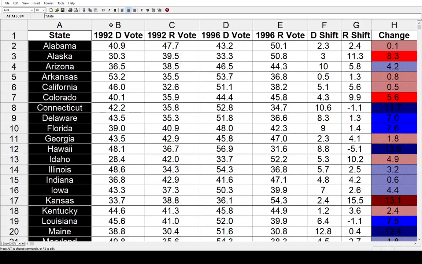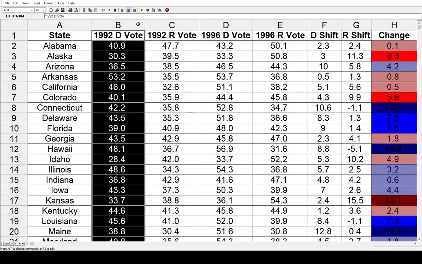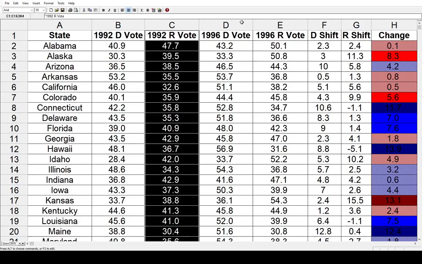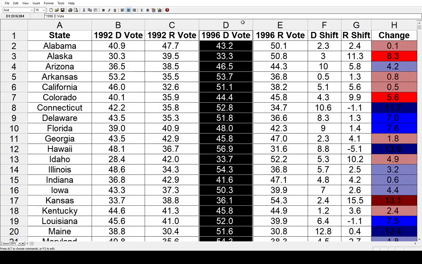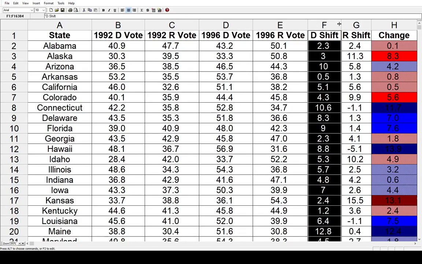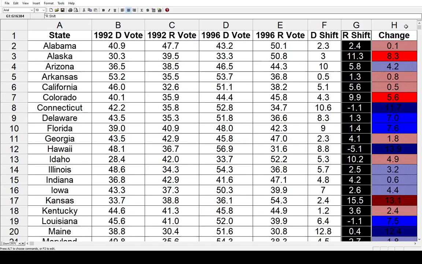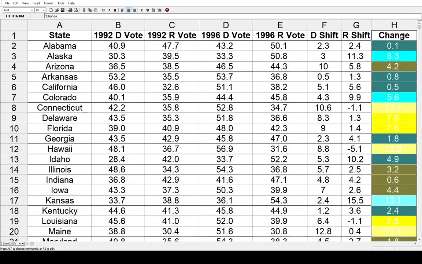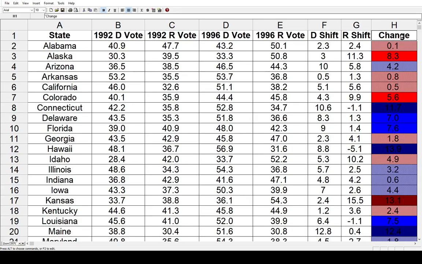So here's the list of states, followed by the 1992 Clinton vote, the 1992 Republican vote, which was George H.W. Bush, the 96 Bill Clinton vote, then the 96 Republican vote, which was Bob Dole. The Democratic shifts are next to that, followed by the Republican shifts, and finally the last column is the net change between the two parties between the two elections. And I also have some shading. The lightest reds and blues are going to be under 5-point shifts, and the darkest reds and blues will be 10 or more point shifts.